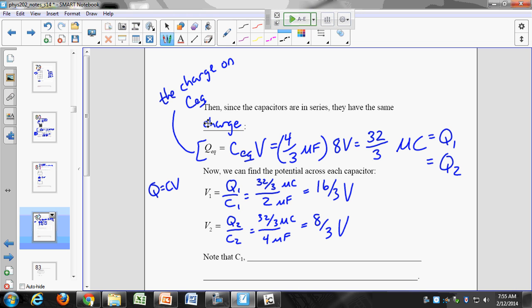What is the sum of those two numbers? 8. Right, so 16/3 plus 8/3 equals 8. Does that ring familiar to you in any way? 8 volts? Right, so that's going to be our... How many rules have we had now? This is our fourth rule.